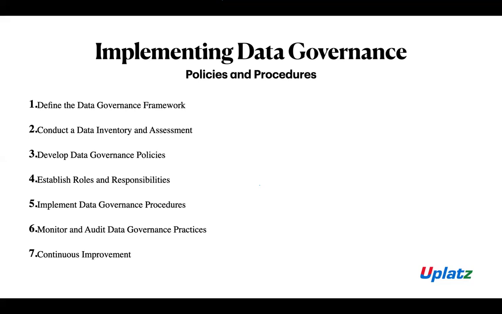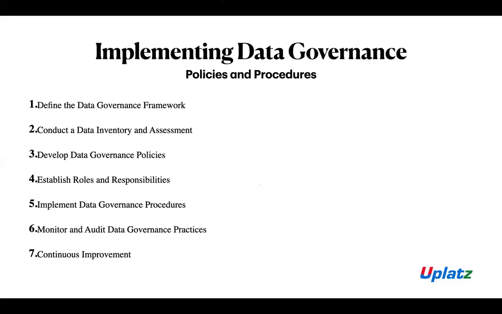The next is develop data governance policies. So, policy creation: draft policies covering key areas such as data access, data quality, data privacy, data security, and data retention. Stakeholder review: circulate policies among stakeholders for feedback and refinement. A flowchart can show the policy development process from initial drafting to stakeholder review and final approval.